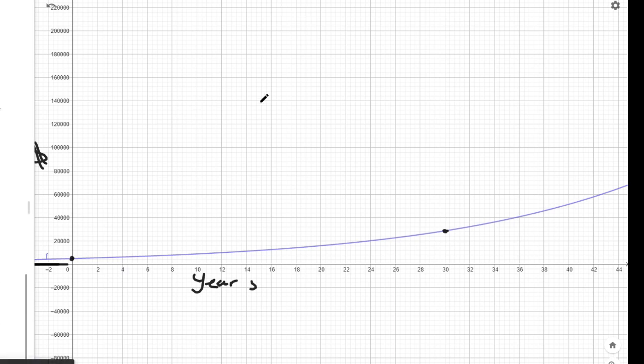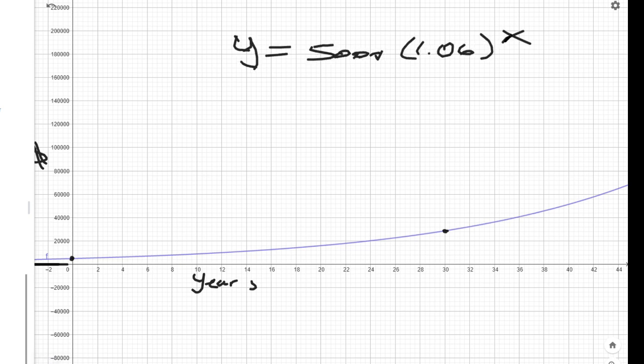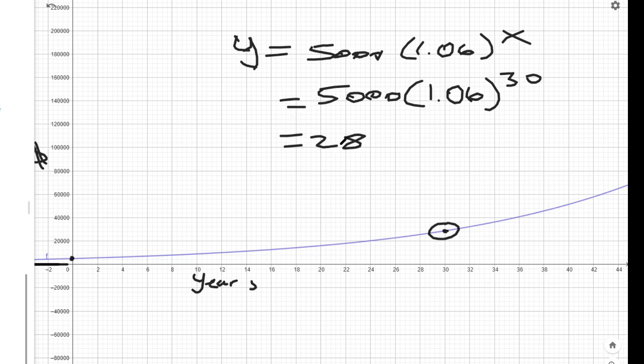So remember the equation we had was y equals 5,000 times 1.06 to the x degree. So if I think it's 30, let's take x, which is 30, plug it in for x. So 5,000 times 1.06 to the 30th. And let's just put that in the calculator. Remember that exponents must be done before we compute multiplication. So 1.06 to the 30th times 5,000. And when I do this, I end up with a value of close to 28,717.